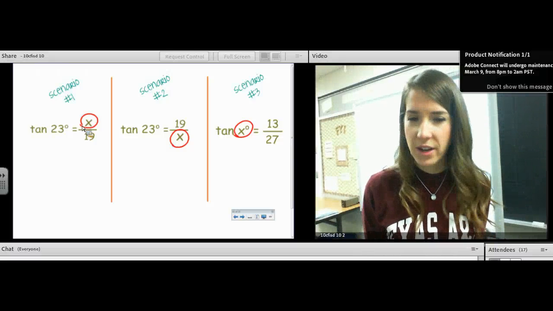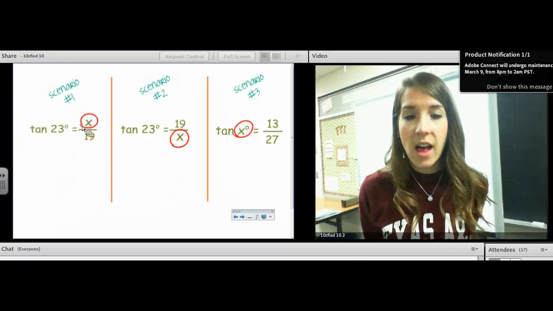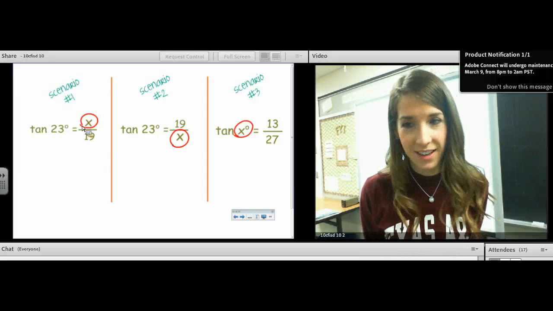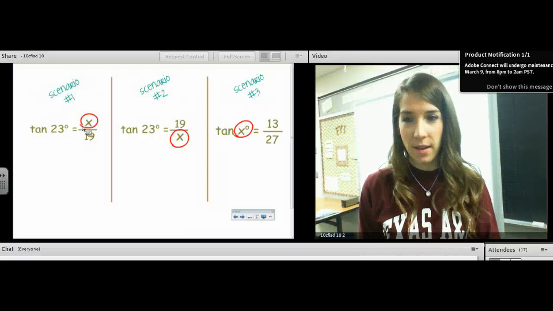Taha, we're probably actually not even going to get into that until tomorrow. They help you find different missing things. If you're missing a certain thing, you might use tan, or if you're missing another thing, you might use sine.